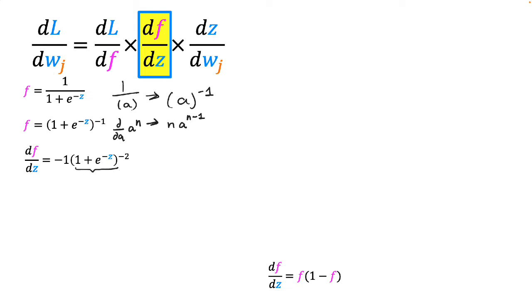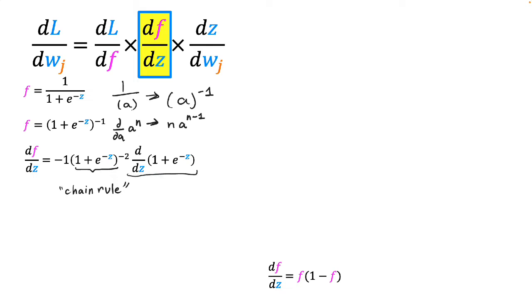Now, if you look at what's inside the parentheses here, the 1 plus e to the minus z, we also need to take the derivative of that. So, derivative of 1 plus e to the minus z with respect to z. And this is actually another application of the chain rule. It's okay if you don't see exactly why that is, but this is just a rule of calculus that will apply.